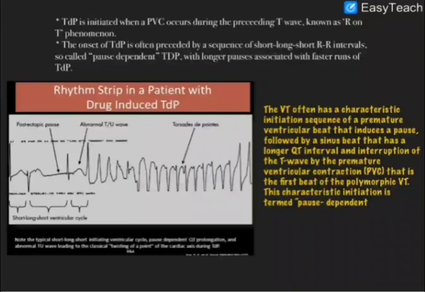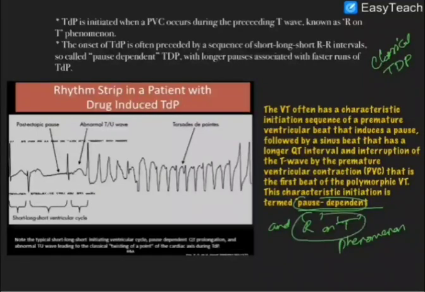We have learned that Torsades de Pointes can be caused by various reasons, either by medications or some cardiac conditions, or metabolic abnormalities, or bradyarrhythmias. For a classical TdP to occur, the characteristic initiation sequence is pause dependent, and it also exhibits the R on T phenomenon.